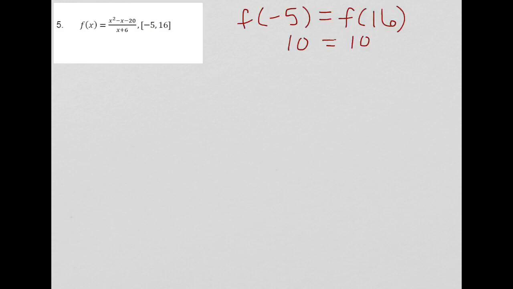Number 5, probably another one of your favorites. So is it continuous? Yes, except for at negative 6, but that's outside our interval. Is it differentiable? Yes, on the interval. And then are the values equal? We don't know, so let's try it. So if I put in negative 5, I get 10 over 1, so 10. Put in 16, I get 220 over 22, which reduces to 10, so they are the same. It's continuous, differentiable, and the values at the endpoints are equal.